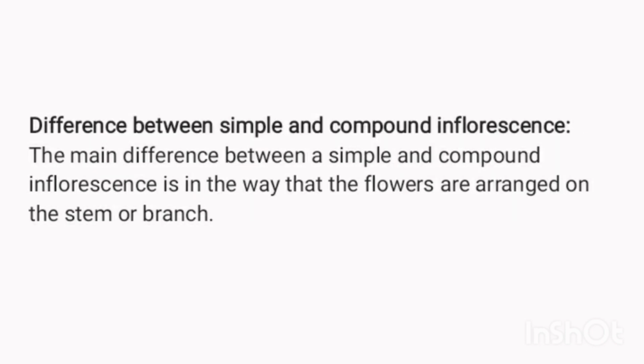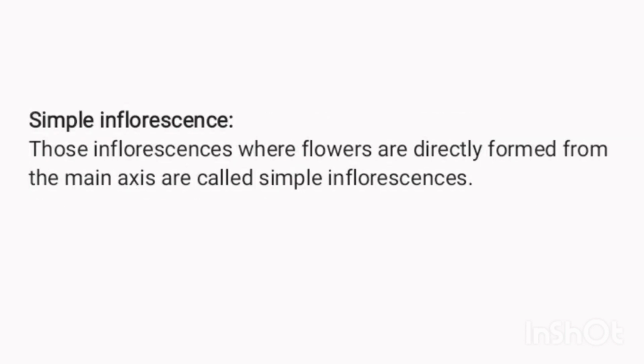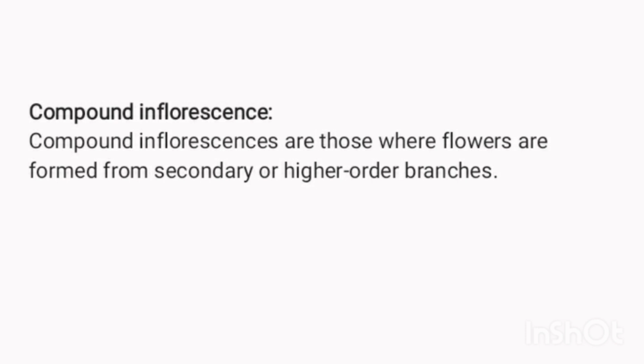Difference between simple and compound inflorescence. The main difference between a simple and compound inflorescence is in the way that the flowers are arranged on the stem or branch. Simple inflorescence. Those inflorescences where flowers are directly formed from the main axis are called simple inflorescences. Compound inflorescence. Compound inflorescences are those where flowers are formed from secondary or higher order branches.